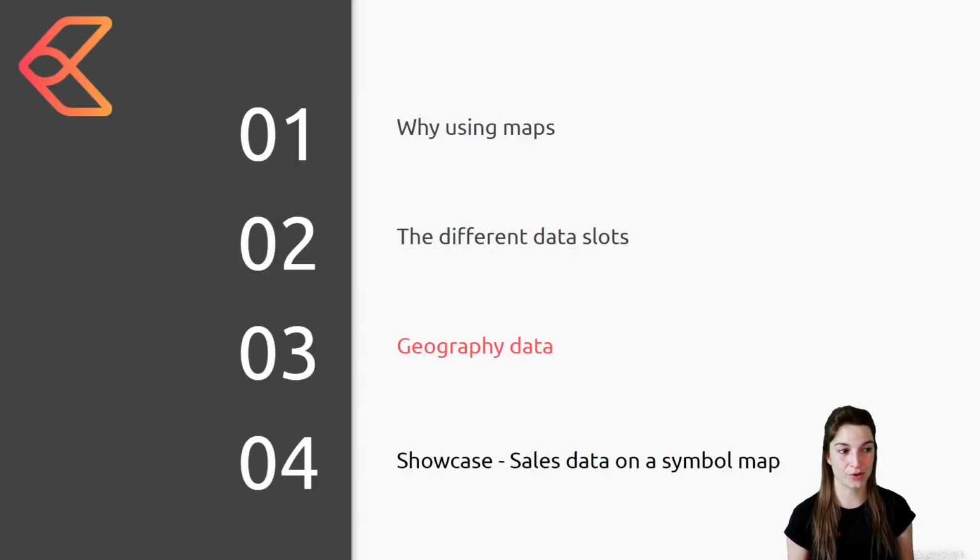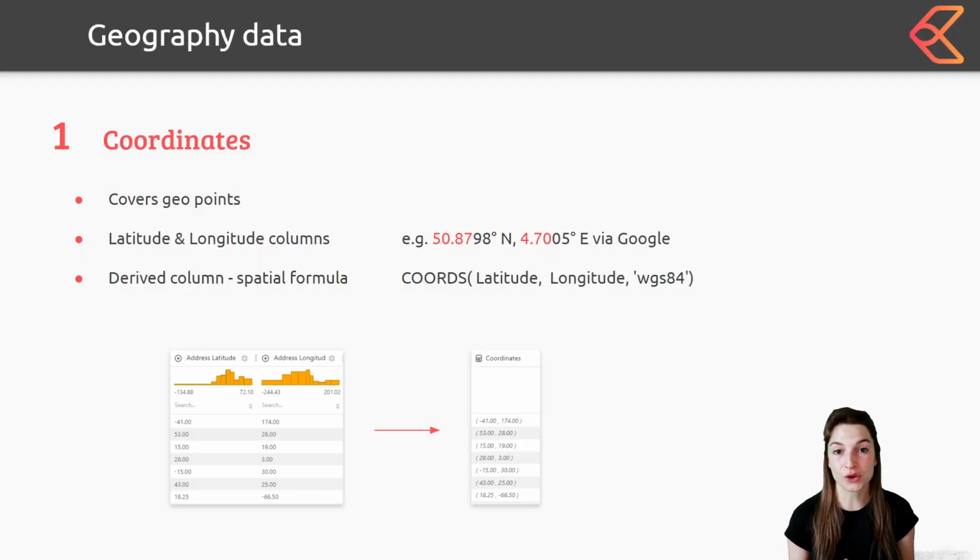All right, so those were the different data slots. You need geographic data, you need measures, you can also use the category and color slot, and our route map also has a time slot. Now, the most important one, geography data. Let's go into detail there to see what you can use.